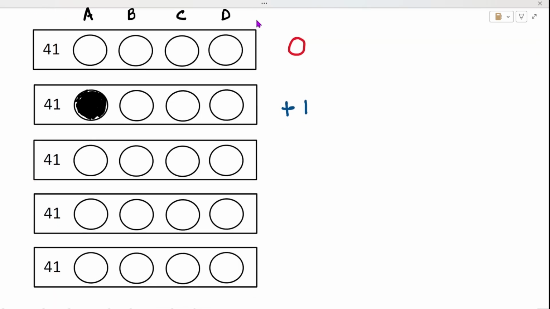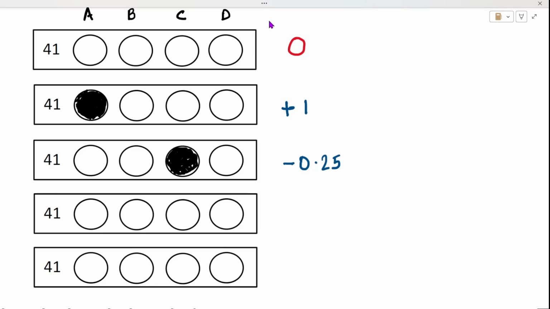If you mark anything except the correct response, say if you mark option C, that means you have marked an incorrect response, which is not the correct answer, which is not the correct option. You have marked that one. So in that case, you will be awarded a minus 0.25.